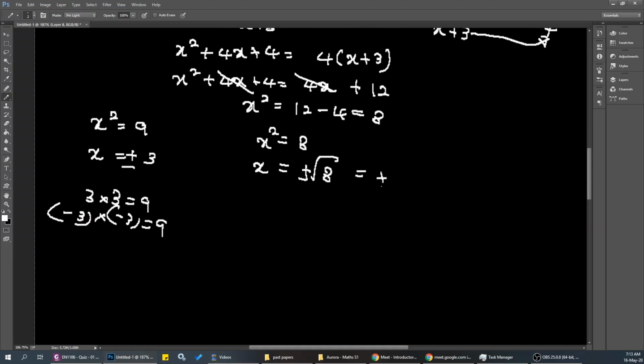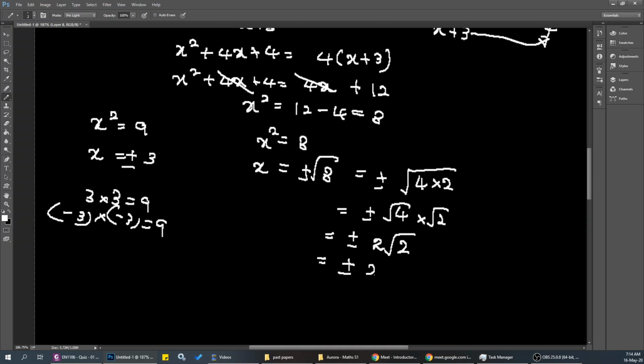You know that 8 is equal to 4 into 2. This is still valid. Now you can just write it like this: you can separate the root symbols and write it like this. Still you have the root 4. Root 4 is 2, and the root 2 is root 2. So the answer is plus or minus 2 root 2.